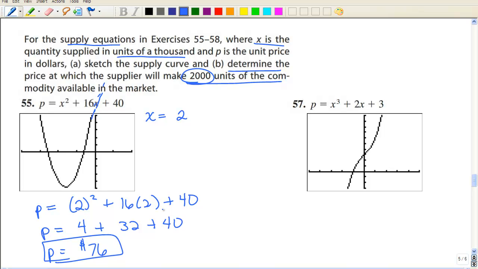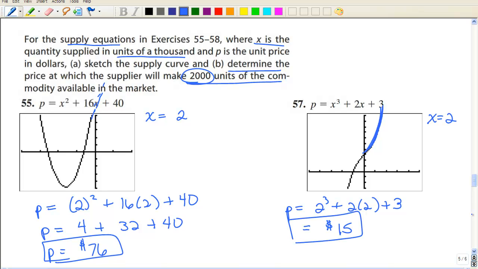Okay, the second graph, a little bit better. Again, we're looking when P is positive and X is positive, looking at quadrant 1. Same thing, I want to let X be 2 to determine the price, and so that would equal $15.